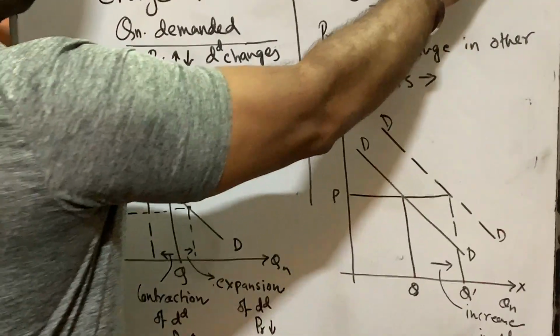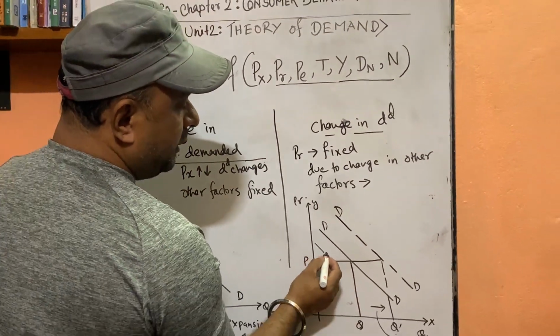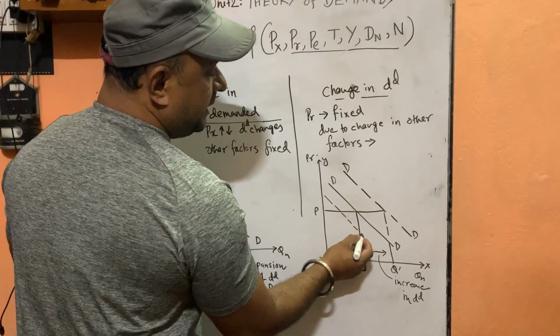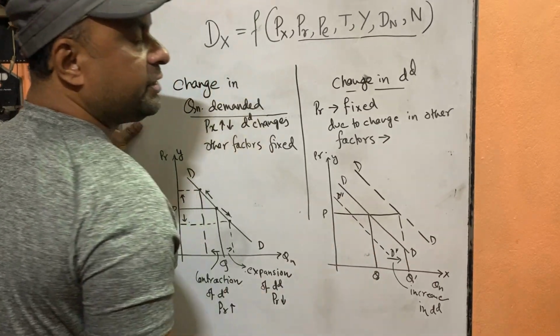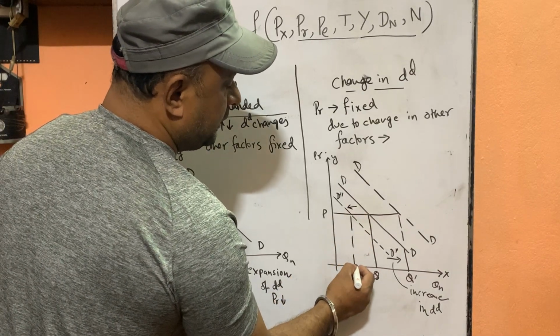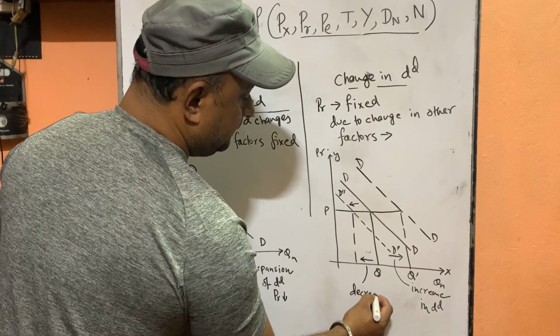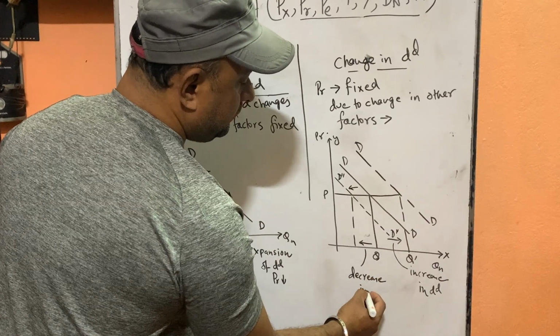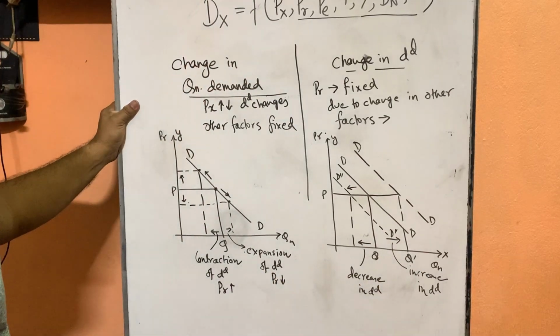Now if the number of consumers decreases in the market, with the same price, demand will also fall, because fewer consumers means demand will fall. That time the demand curve will shift backward or leftward, and demand will fall in the market. This is called decrease in demand. So two types of change in demand: one is increase, another is decrease.